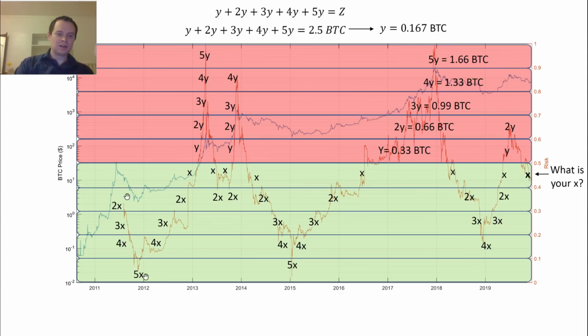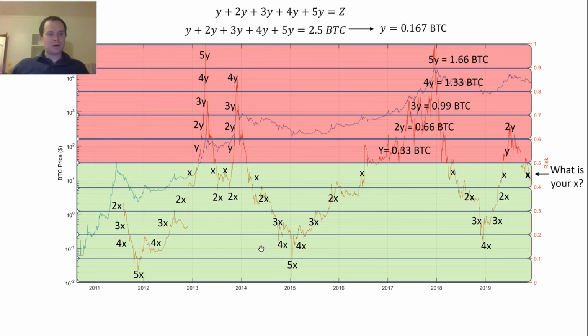You could alter this strategy too. You could make this level say X, this level X squared, and this one X cubed. You can do whatever you want. The point is to decide how you're going to manage your risk during this next cycle.